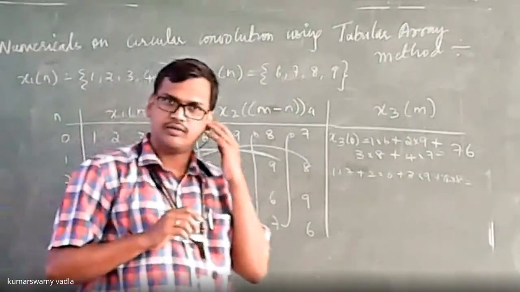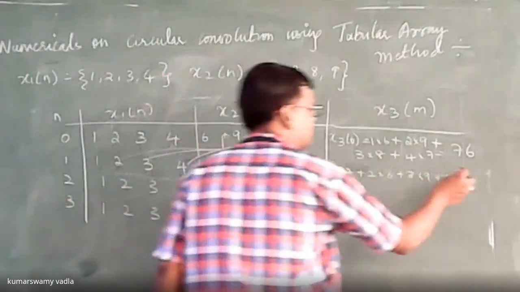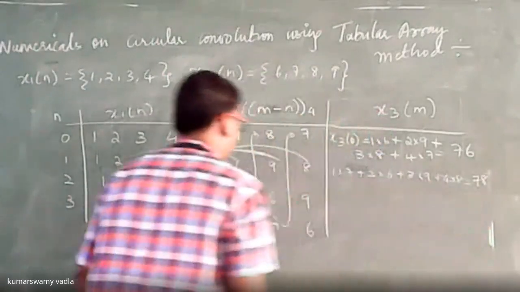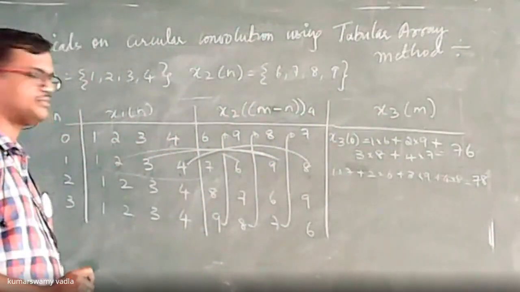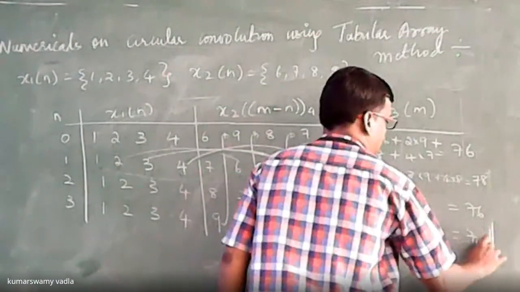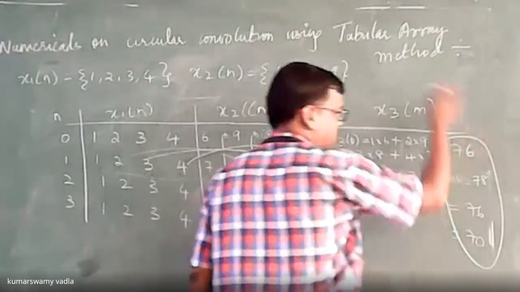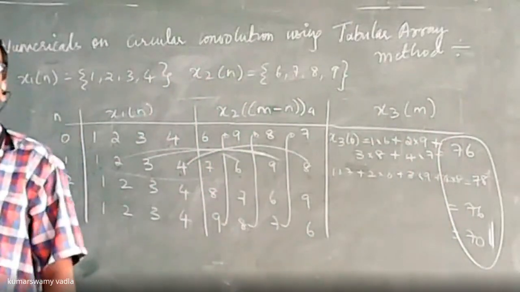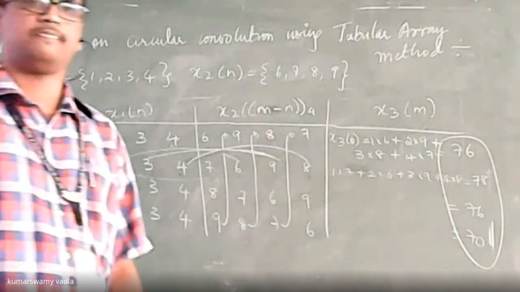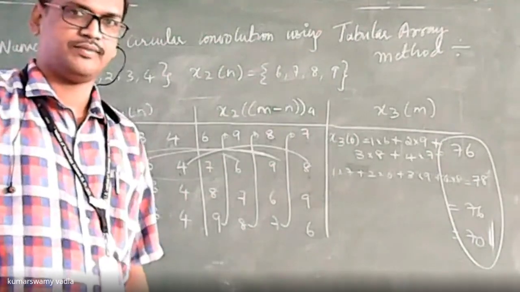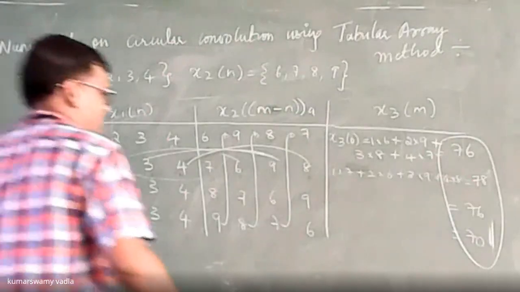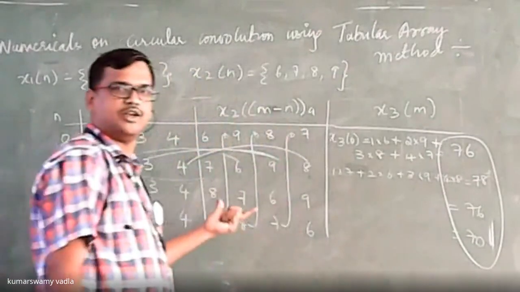78, sir. 78. Okay. Similarly, what are the other two answers, please? 76 and 70, sir. 76 and 70. Are these values matching with your DFT IDFT method answers? Yes, sir. Okay. Now, can we go for the next numerical?